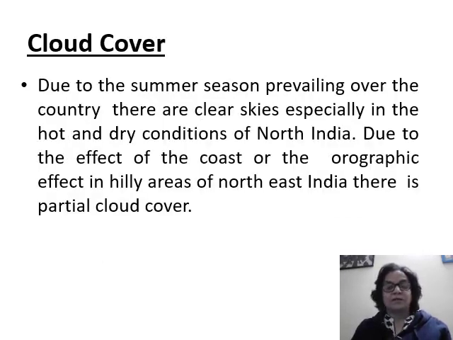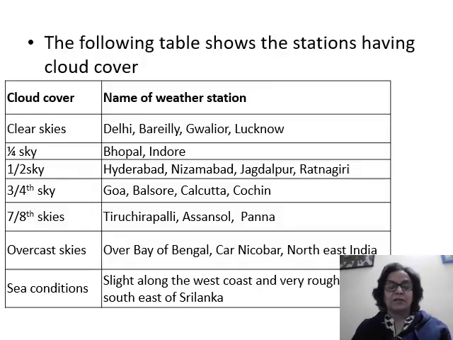During the summer, the cloud cover is very limited, and therefore many weather stations have recorded clear skies. Only some stations have partial cloud cover, due to orographic effect or due to the effect of the sea. Now, these are the weather stations and the amount of cloud cover. As we can see, clear skies are there at several places, and overcast skies are there only in certain parts of South India along the coast or in northeastern India.